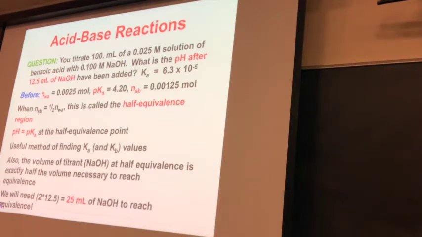Another useful point about this is that the volume to reach equivalence, half of that number is going to be the volume to get to half equivalence. So one way that we talked about on Friday is we took the moles of what we started with and we divided by the concentration of what you're adding to find out volume. That's the volume to reach equivalence. Half equivalence literally is also half the volume to equivalence. So if you knew that the volume was 25 milliliters to reach equivalence, half of that number would be the half equivalence volume. So there are different ways to play this and figure it out.